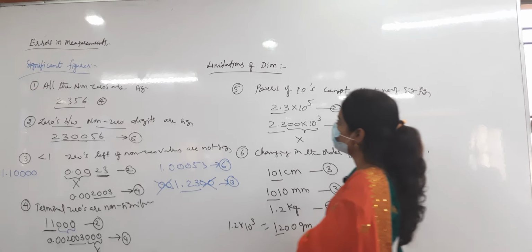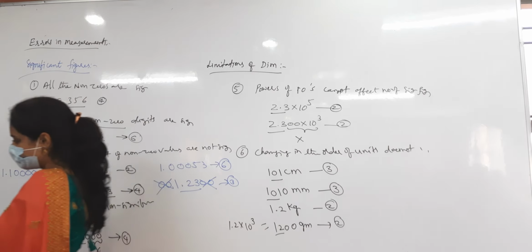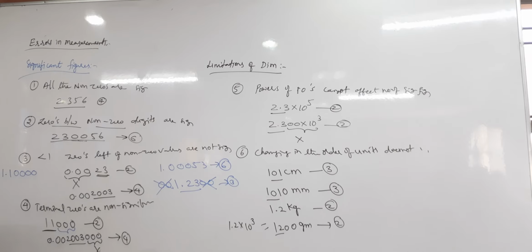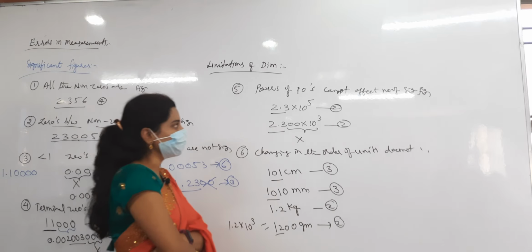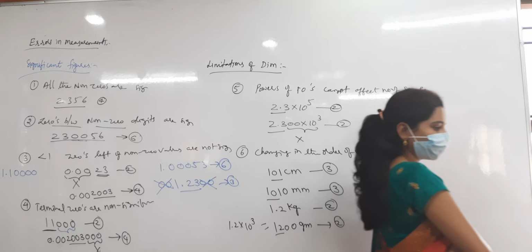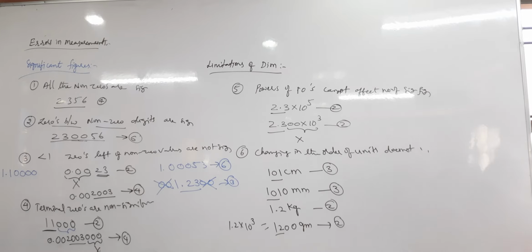Next one: the order of magnitude, or powers of 10, cannot affect the number of significant figures. Copy those examples.